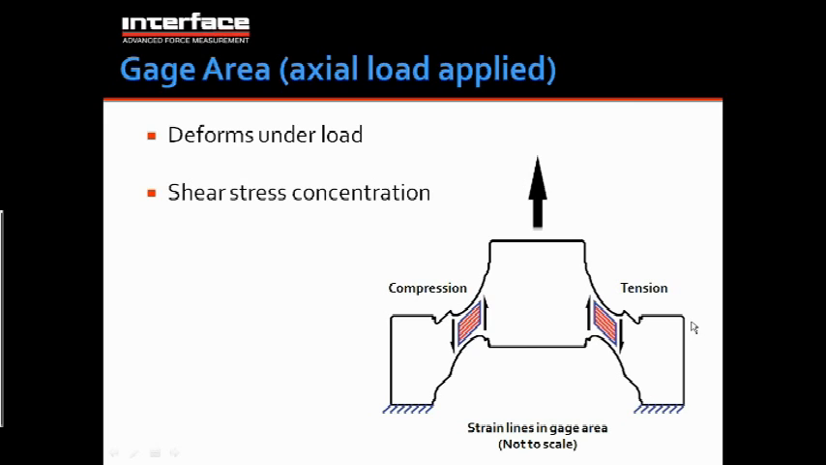Now, when we apply a tension load to the same load cell, we have deformation occurring around the gauge area, which is represented by these red diagonal lines. The deflection in this case is not to scale, it's just exaggerated for demonstration purposes. So now let's move on to explaining how these strain lines are changing the resistance across the strain gauge.